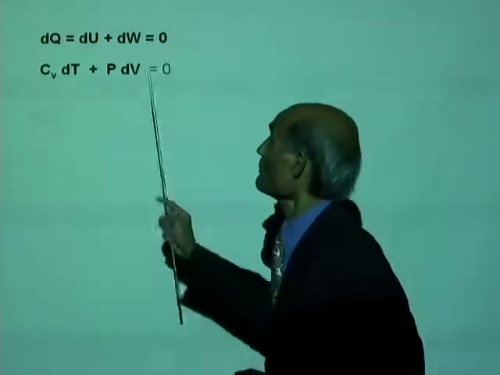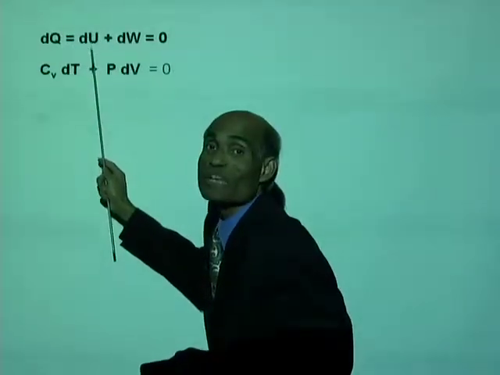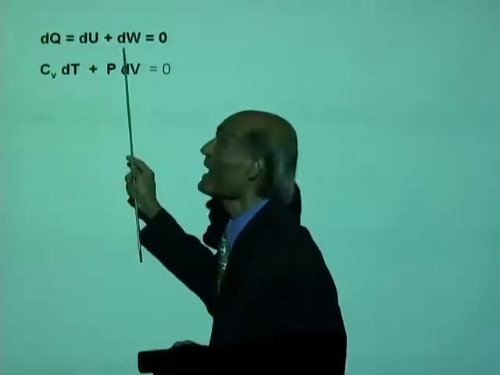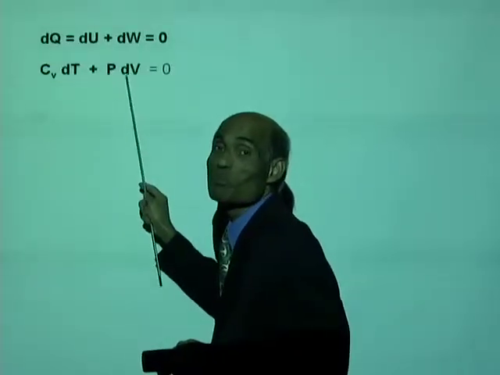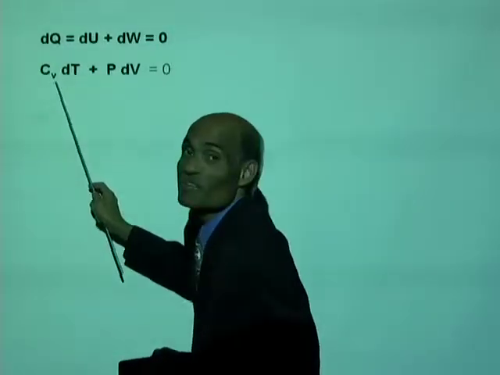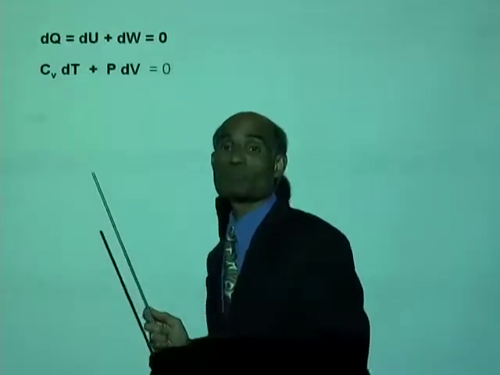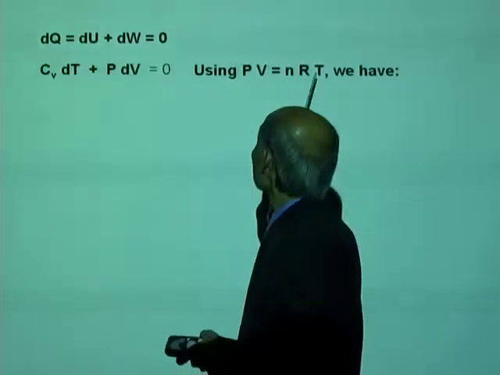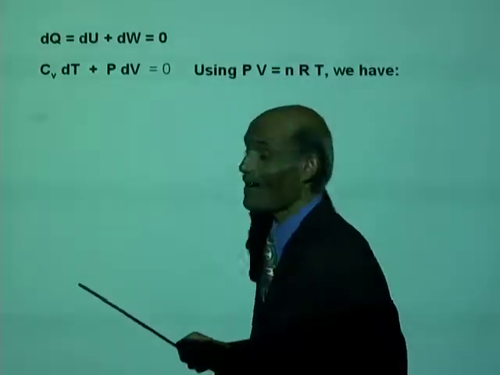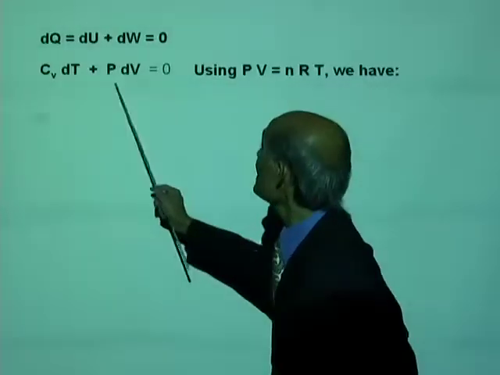Alright, now, what is du? You remember du? du over dt is Cv. So du is Cv dt. And what is dw? dw is PdV. So this equation now becomes Cv dt plus PdV equal to 0. And now we use the equation of state, which is PV equal to nRT. What can we do there? Well, we can find the value of P from there.